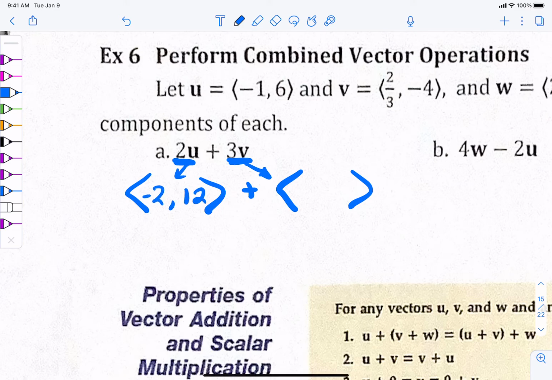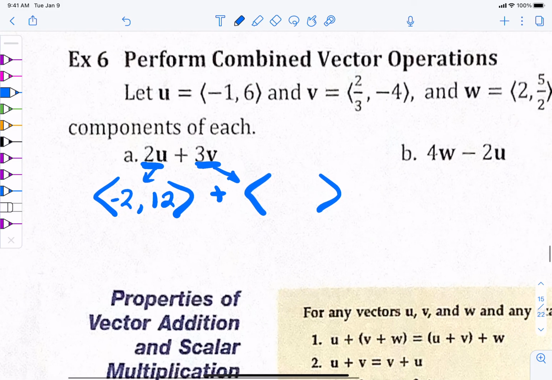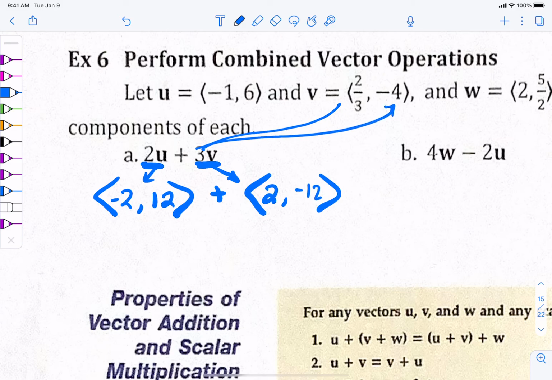Negative 2, 12, and 3v. Oh, v is 2/3, comma, negative 4. What's 3 times 2/3? 2. And what's 3 times negative 4? Negative 12. Okay, now I add them together. I just do baby steps, okay? So equals 0, 0, which is the 0 vector. So we end up with basically just a dot. It's not going anywhere, right?